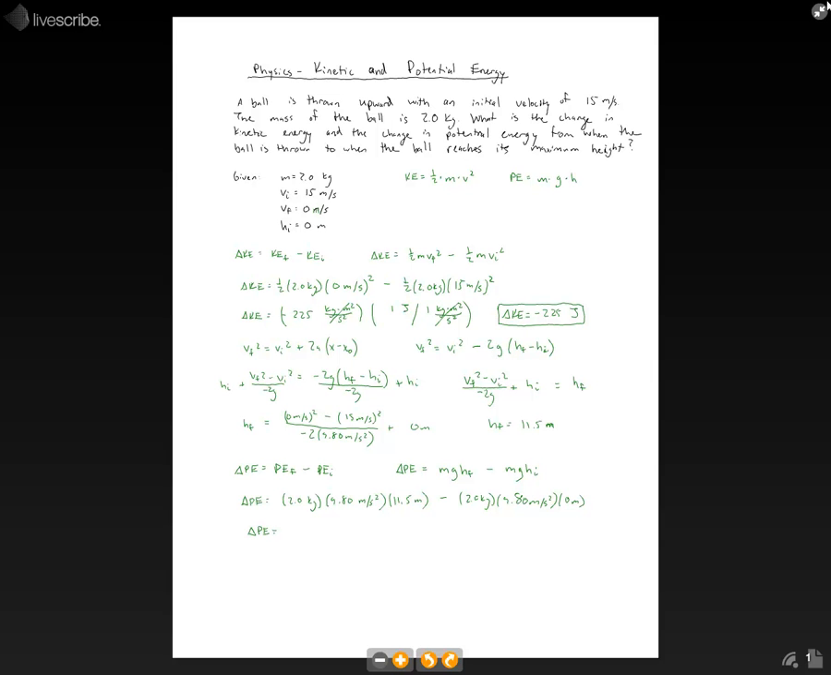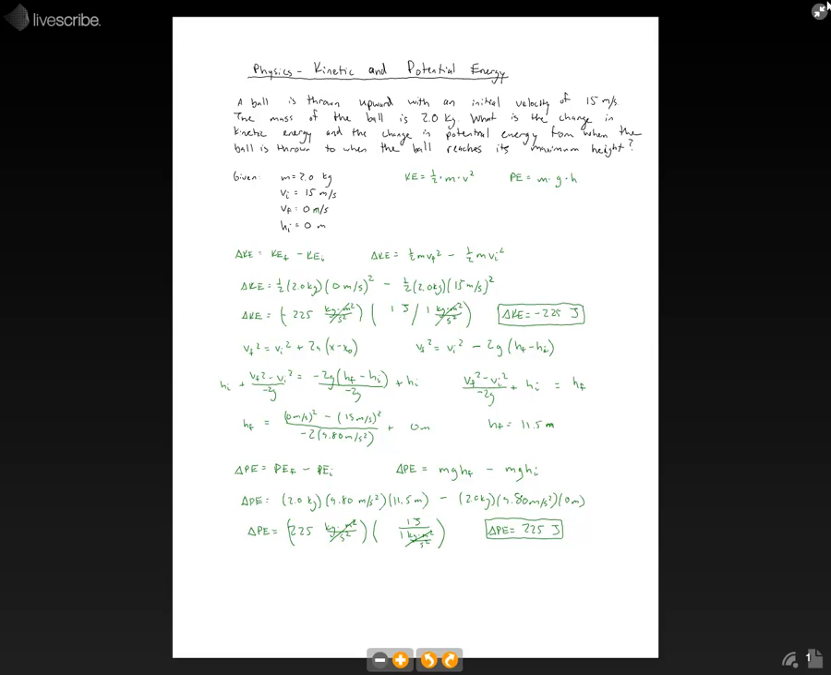So if you calculate this, you should get 225 kilograms meters squared per second squared. And just like before, we know that 1 joule is the same as 1 kilogram meters squared per second squared. So all these units reduce, and you get your change in potential energy to be 225 joules. When you look at these two answers, you might think, well, this is something funny. They're kind of the same number, it's just one's a negative and one's a positive value.